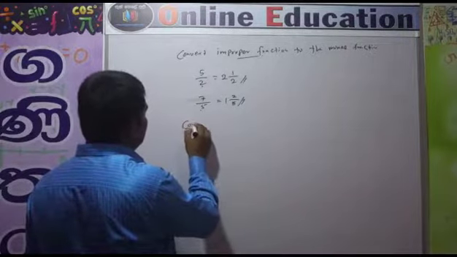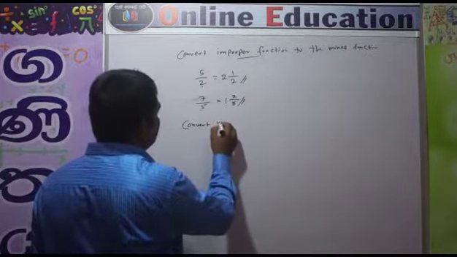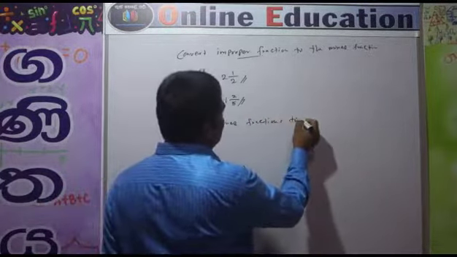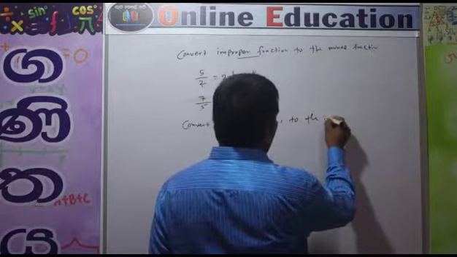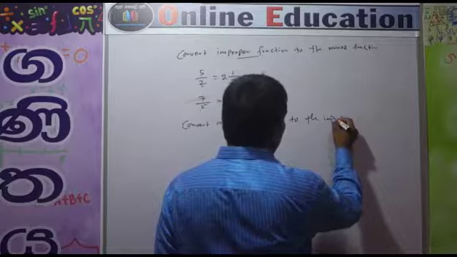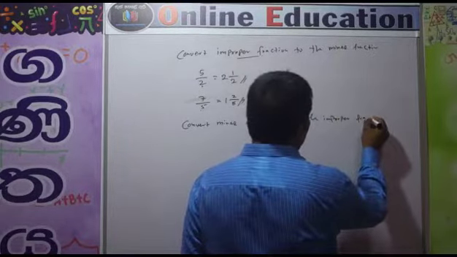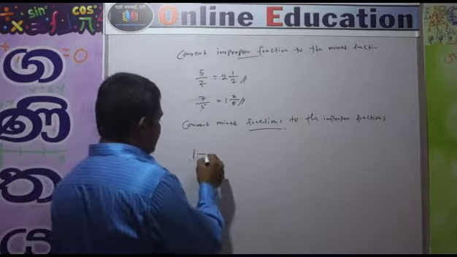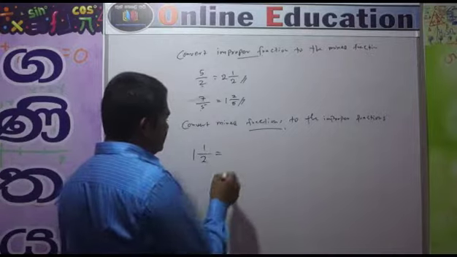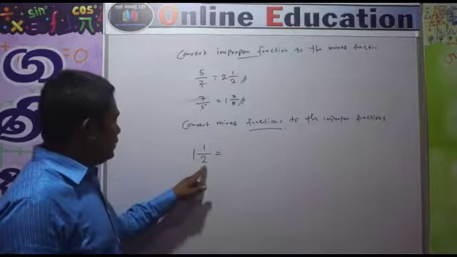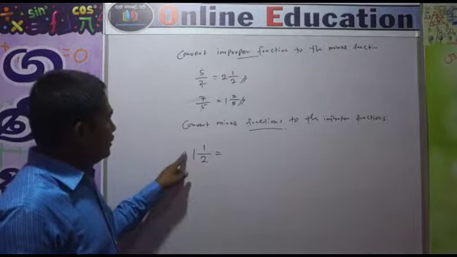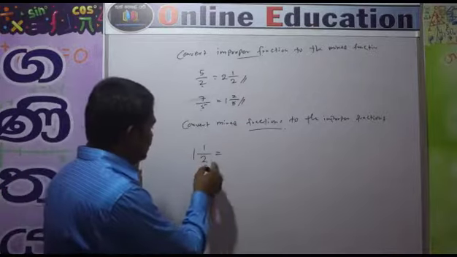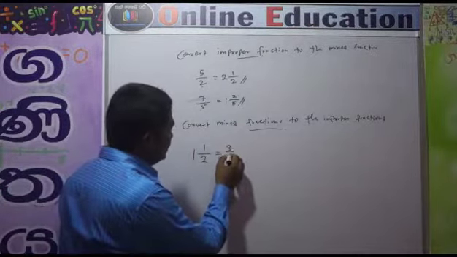Right, convert next. Mixed fractions to the improper fractions. Very simple. If there is a number in front of the fraction, that is a mixed fraction. You need to multiply the denominator with the whole number and add the numerator value to that answer. 2 into 1, 2, 2 plus 1, 3, 3 over 2.